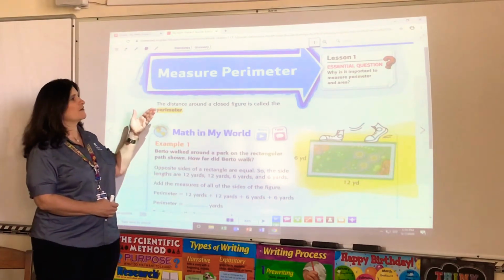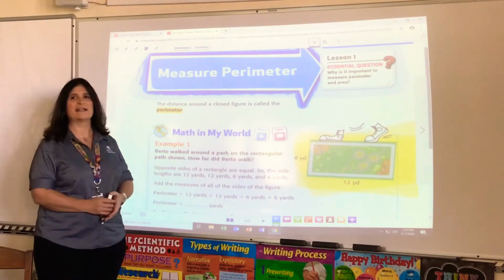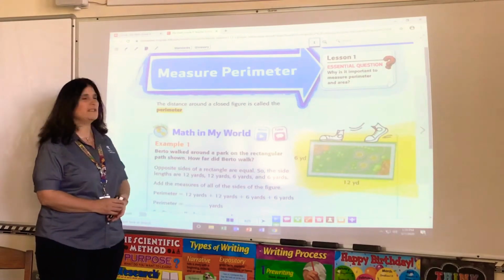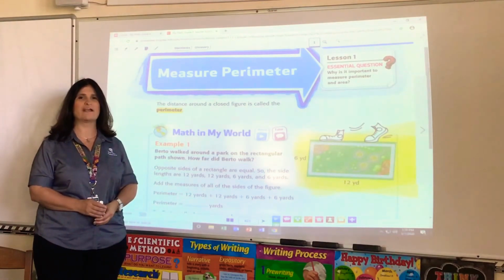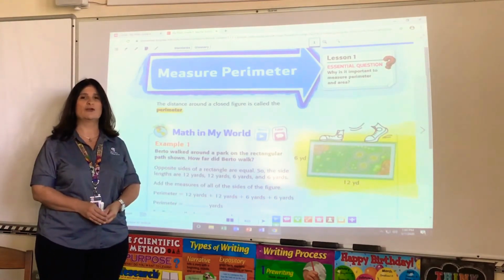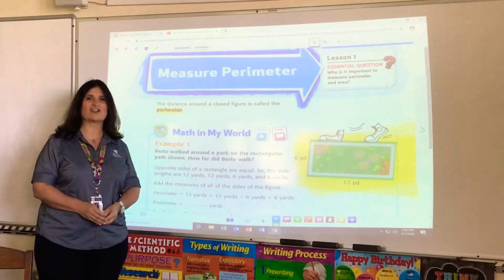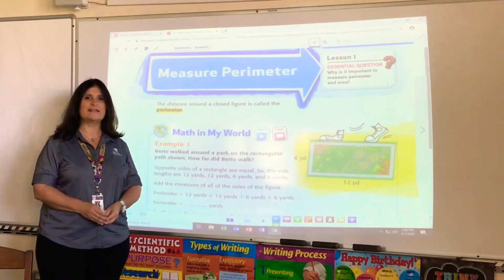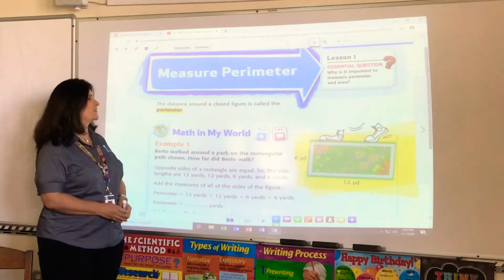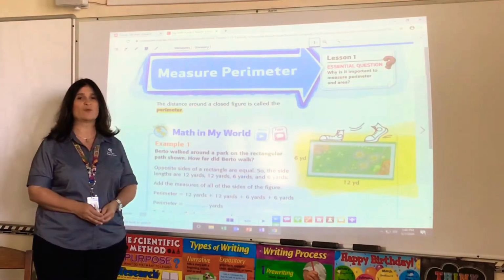Perimeter is the distance around a closed figure, and that is called perimeter. Now, when you try to figure out what perimeter is, you're going to use something called a formula. And in math, I always say formulas are like recipes. They are the ways to figure something out. And there's sometimes more than one way to do that.